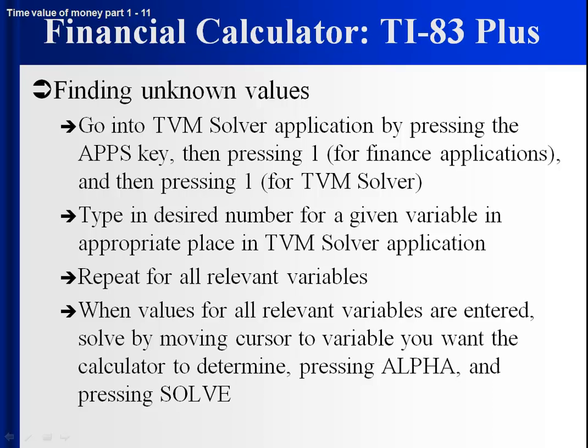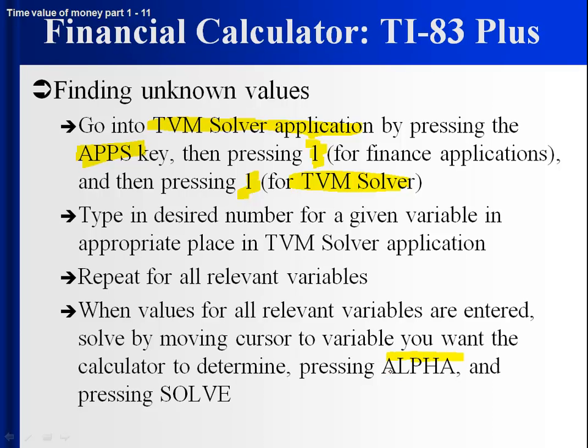Well, first of all, how do we even get into the proper place? In your TI-83, go to the TVM solver application. Press the apps key, then press 1, it'll give you finance applications, and then 1 for TVM solver. If your numbers are different, you would not have 1 and 1. For each variable, you'll see N equals, I percent equals, PV equals, payment equals, and go in and put all the numbers that you want. Then you can move with the arrows to the place where you want to solve for. In this case, that's FV.